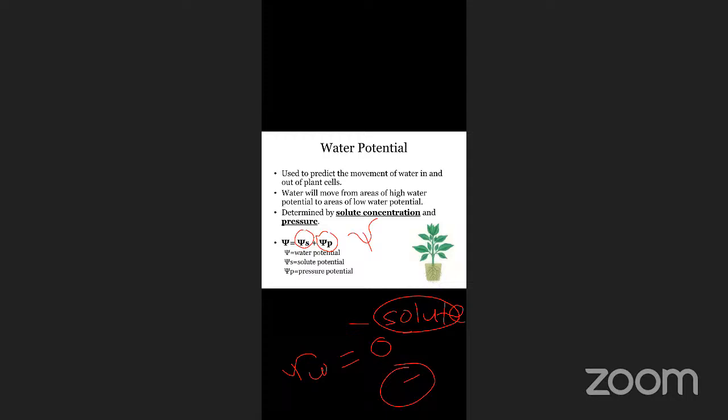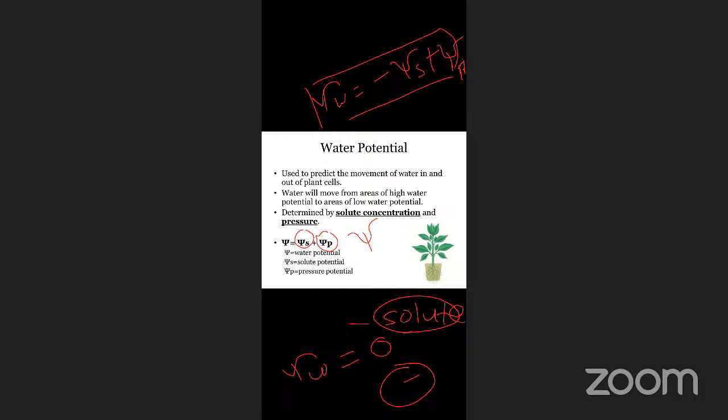Positive, right? So the formula of water potential is psi s plus psi p. Actually, we should write it like this also: water potential equals minus psi s, because solute potential is always negative, plus psi p, because pressure potential is always positive. This is the water potential formula. Is it clear first? Hello? Yes, sir.